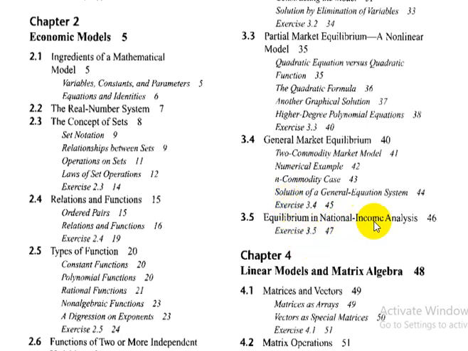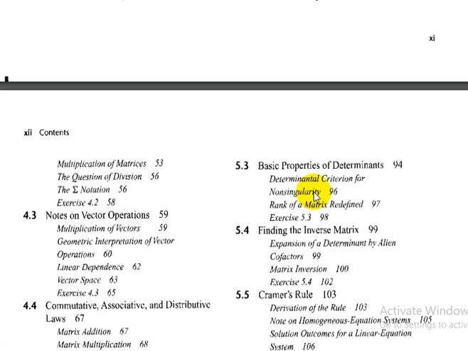In the equilibrium of the national income analysis, the variables are differentiated, and different types of variables are discussed. Here it's a very special thing about the general market equilibrium. We mostly do the two commodity structure, so that's a partial equilibrium, and here the general equilibrium of n commodity markets is being given.